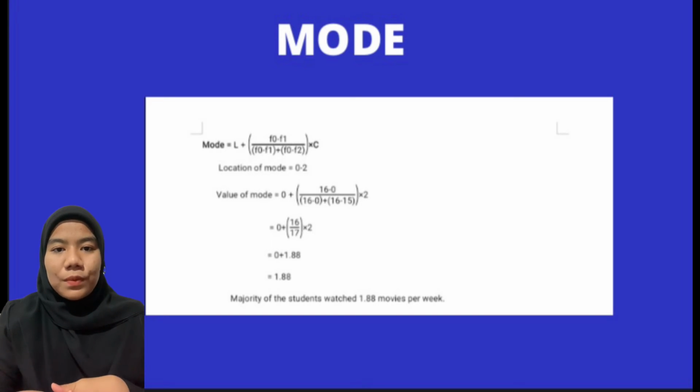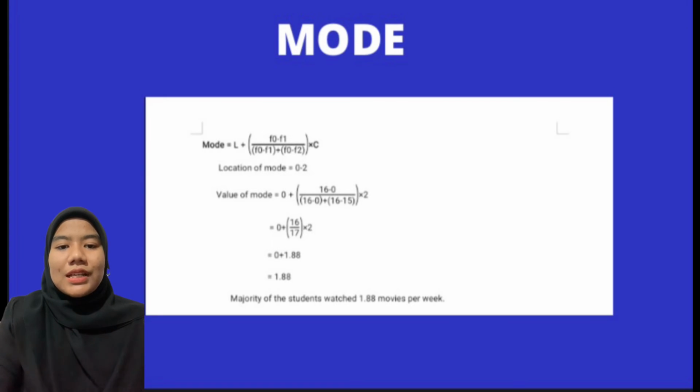0 plus 1.88, and the answer is 1.88. So the interpretation is that the majority of the students spend 1.88 hours per week to watch movies.